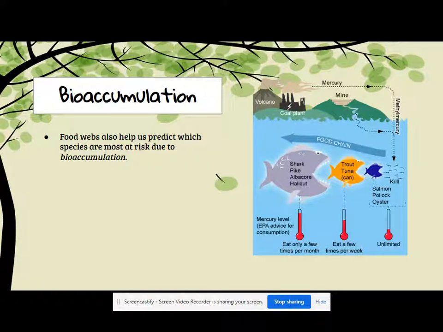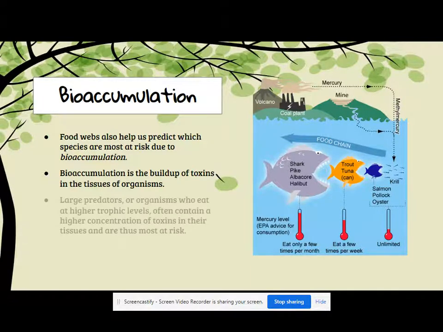A little bit of mercury is not going to hurt the krill, but once it gets to the bigger fish that feed on other fish, which feed on the krill, the mercury levels in those fish can be really high and probably kill the fish. And then if humans eat the fish, it's really bad for us. So bioaccumulation is the buildup of toxins in the tissue of organisms from food chain or food web interactions. Just one more time, large predators will probably have the higher concentrations of toxins.